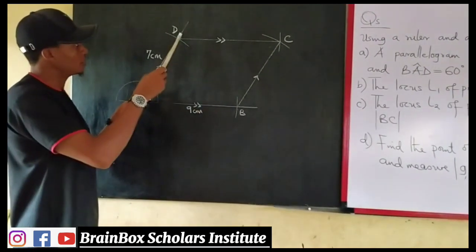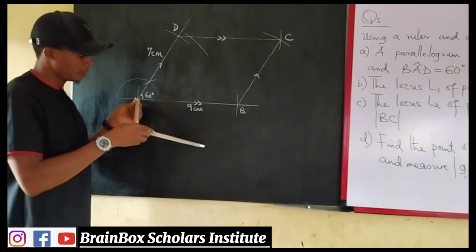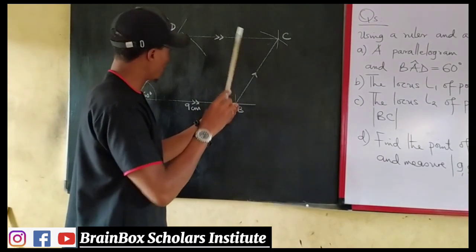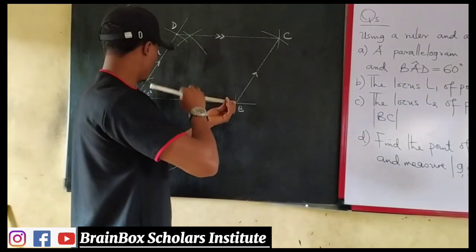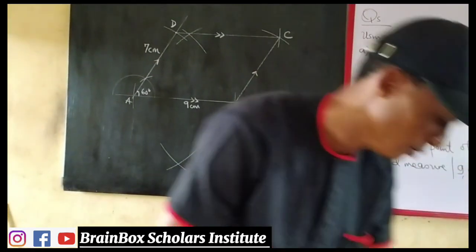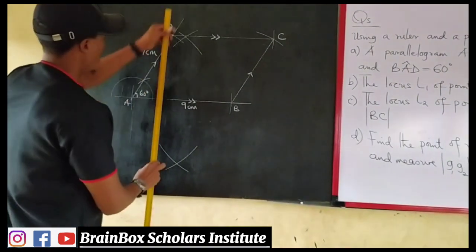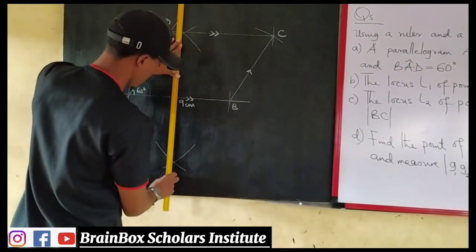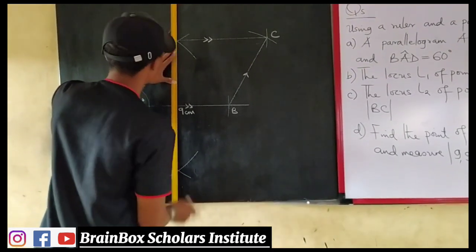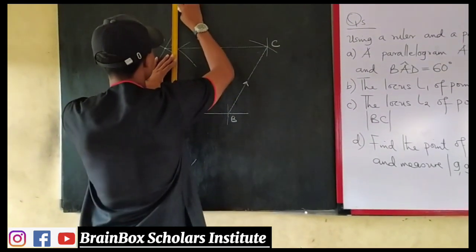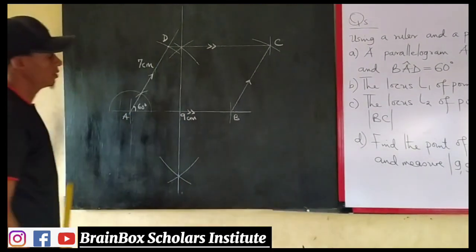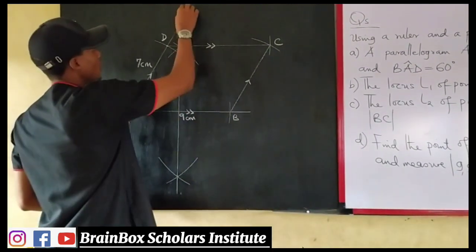What do you do? You make an arc. Come down, make an arc. Then place it here and make an arc. Then come down here and make an arc. So I've gotten the two arcs. So what do I do? I'll connect two of them, right? Yes, connect two of them. Alright, so look at it. So here you get my locus.